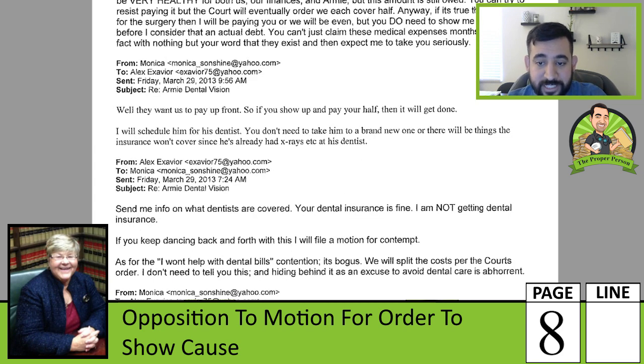Send me info on what dentists are covered. So this is the logical response of a parent. Okay, if this dentist isn't covered, send me the info on which ones are covered. She's not going to want to send this information. And here I am even pointing out, if you keep dancing back and forth with this, I'm going to file a motion. And she doesn't care because she wants me to file a motion.